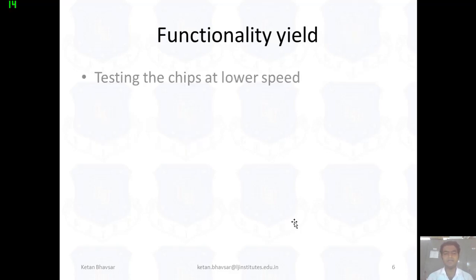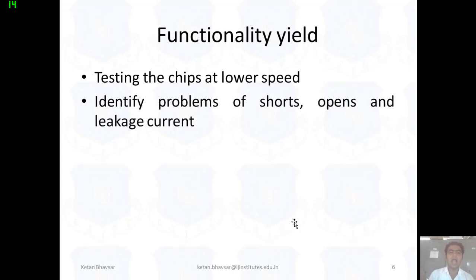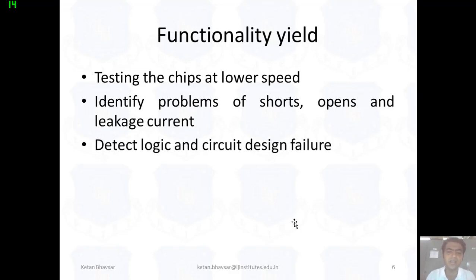Now functional yield. Testing the chip at lower speed. When we're talking about functional yield, we have to check our chip at a low speed. Identify the problem of short, meaning the circuit should not be short circuited. It should not be open, meaning if ground is not connected properly, there can be leakage current because of a resistance issue. So we have to check this type of problem when we're talking about the functional yield.